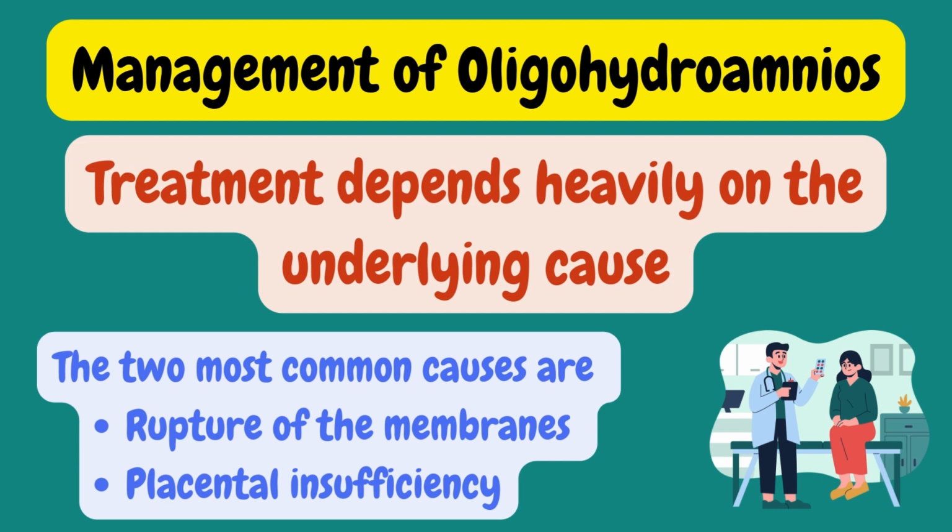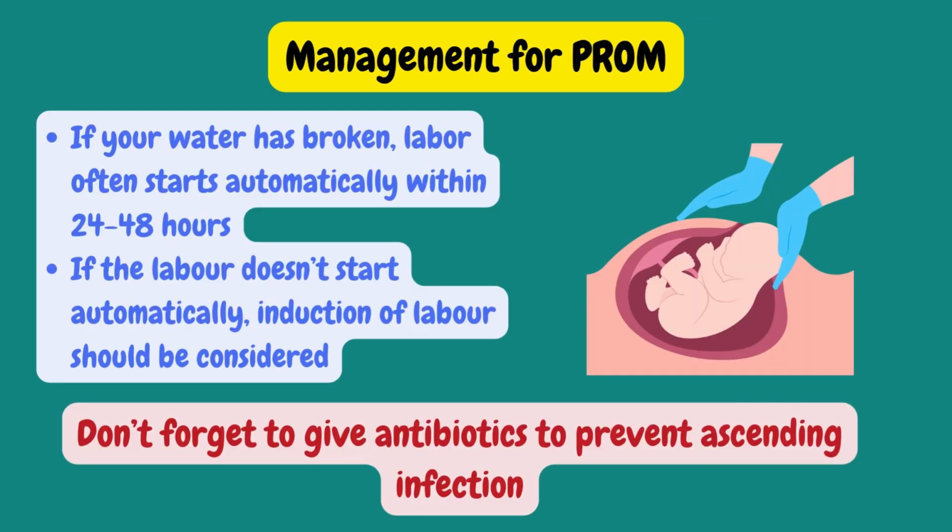Next, we will discuss the management of oligohydramnios. Remember this golden rule of thumb. Treatment depends heavily on the underlying cause. The 2 most common causes are rupture of the membranes and placental insufficiency. I will run through the management of these 2 conditions.